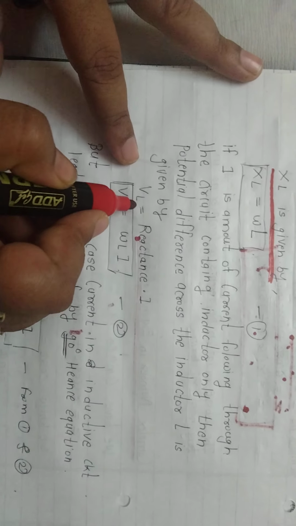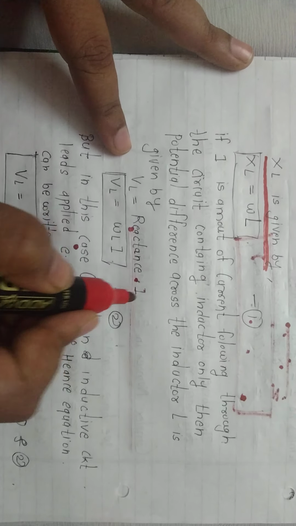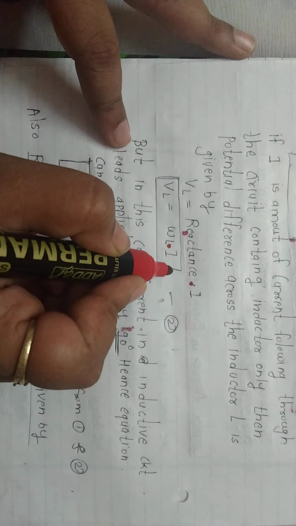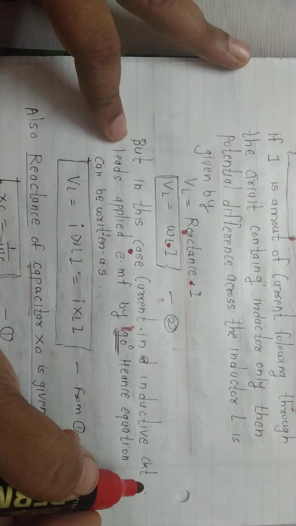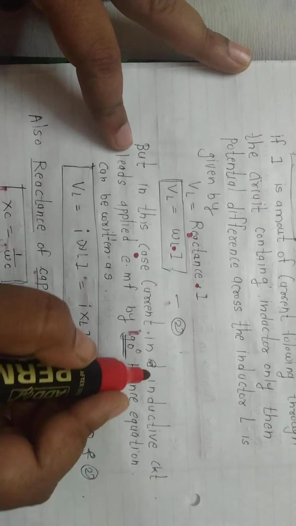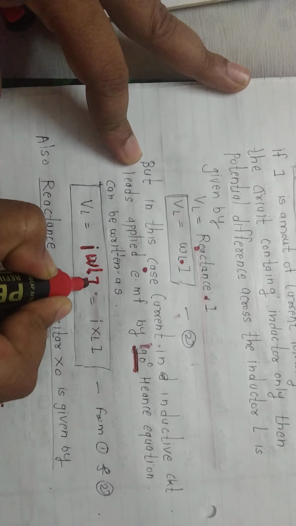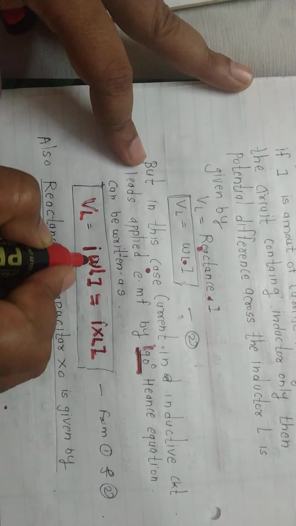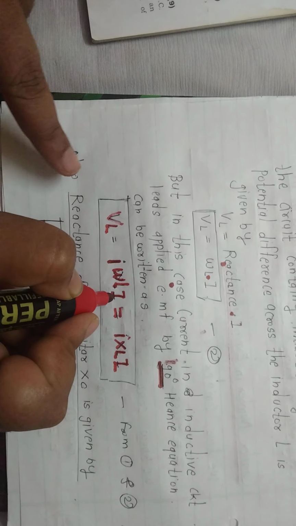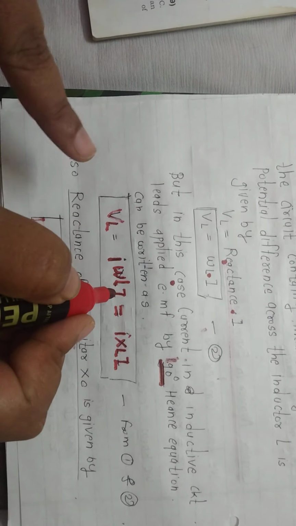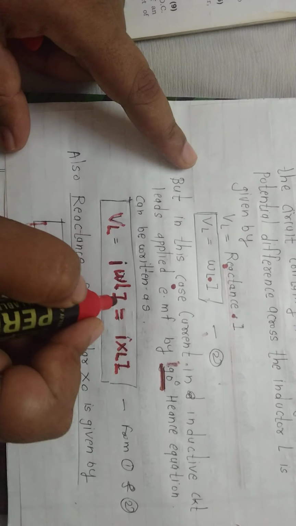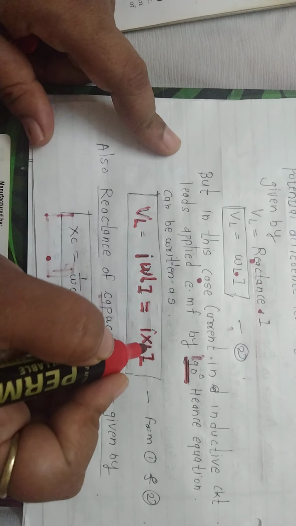is given by VL equals reactance into I, which can be written as omega L into I. But in this case, the current in an inductive circuit lags the applied EMF by 90 degrees. So the equation can be written as VL equals i omega L I, that is i XL I, because in an inductive circuit the applied EMF is rotated through 90 degrees. Hence it can be written as i omega L I.